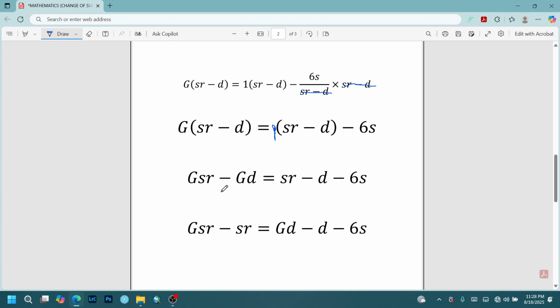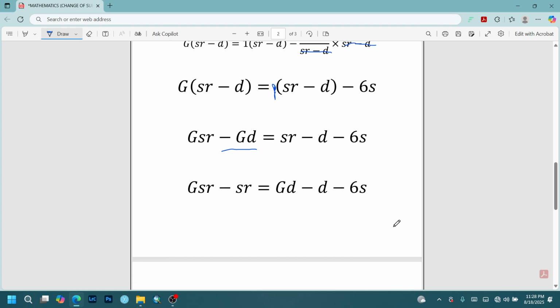So negative gene D here will cross the equal to sign and metamorphose to become a positive number, a positive gene D, right? So that's how come we have a positive gene D here. And we maintain the negative D and negative 6s here. So we are going to have our equation become JSR minus SR equals positive gene D minus D minus 6s, right? So that explains the equation.